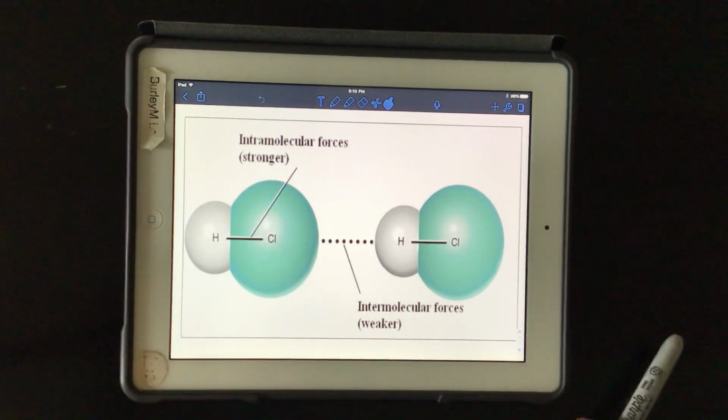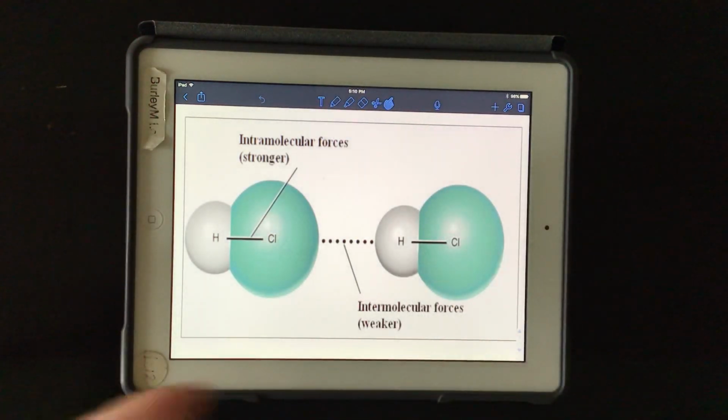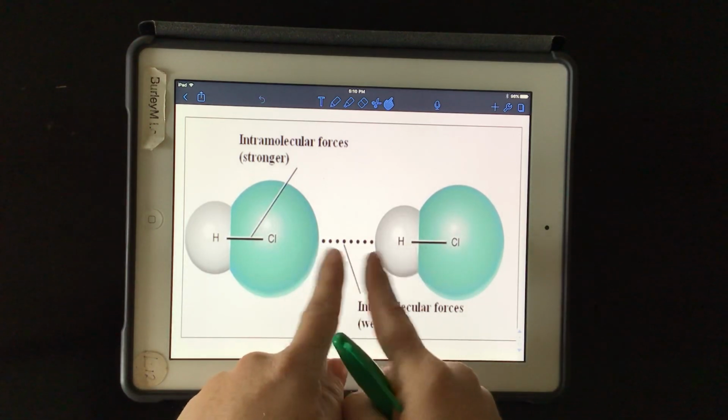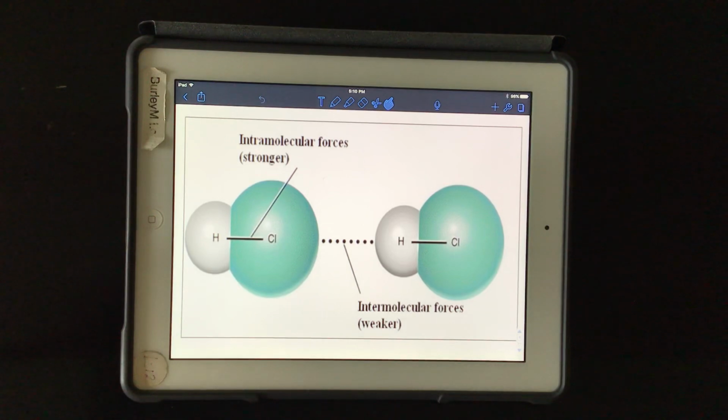So you don't ever just see a single HCl molecule, you always see a bunch of HCl together. What that means, since they're all stuck together, is there are forces of attraction between those molecules that make them stick together, or instead of saying stick together, they're just feeling an attraction toward one another.